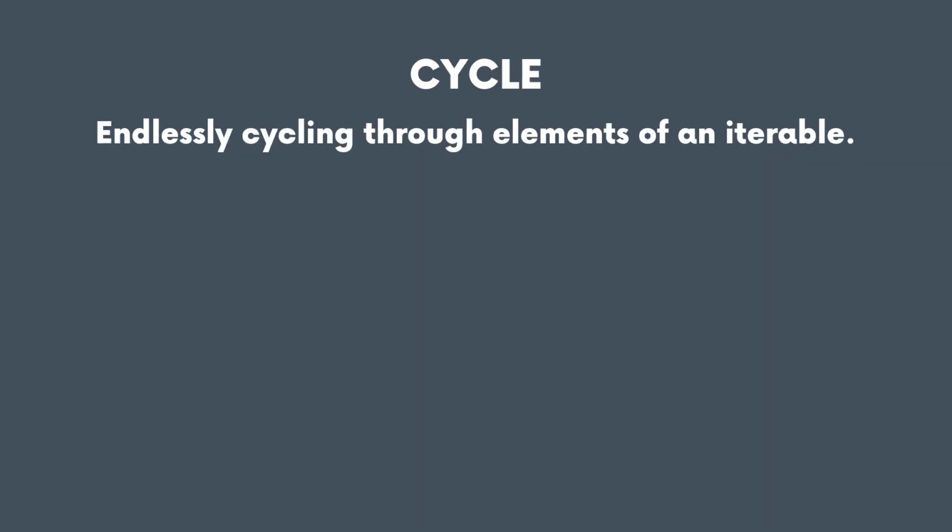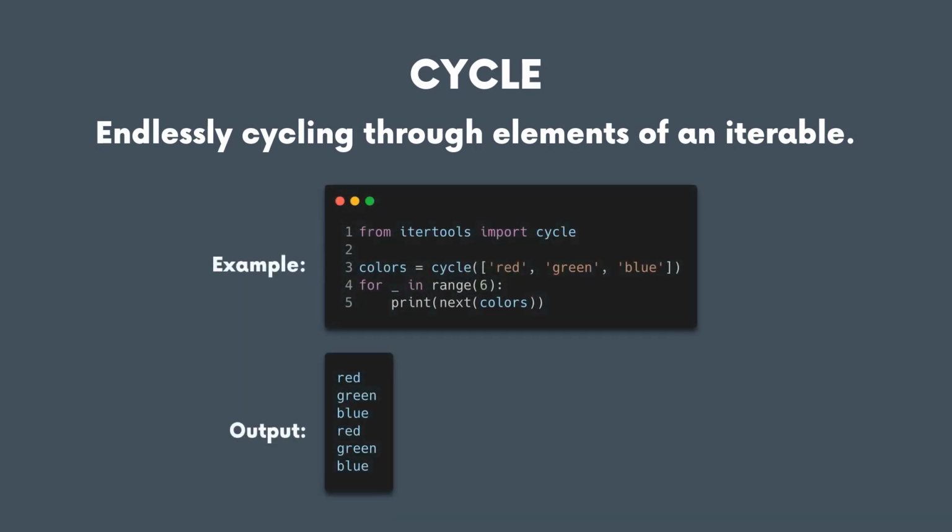Now let's see cycle in action. It endlessly cycles through elements of an iterable. We import cycle from itertools. Then we create a cycle object with a list of colors. We iterate over the cycle object and print each color. Since it's cyclic, it repeats indefinitely.